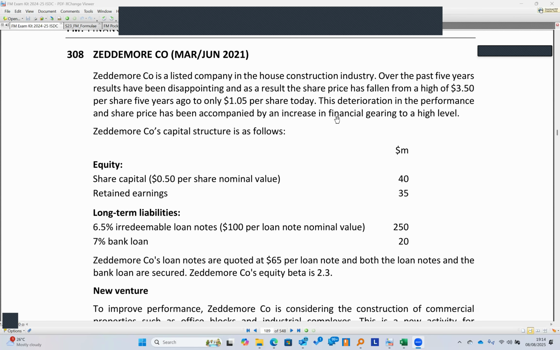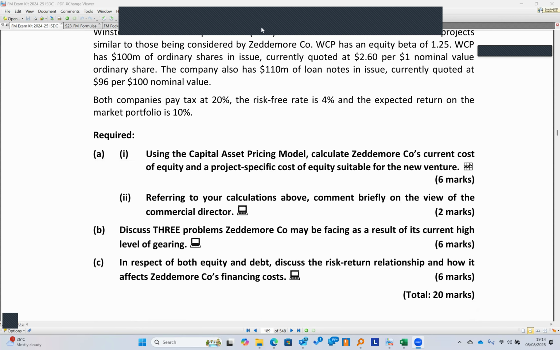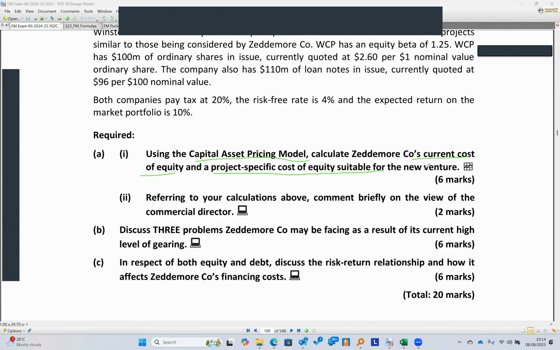All right, so we are going to do this question, which is quite recent, a 2021 question, called Zeddemore. And when you look at what they're asking you to do, they are saying that using the capital asset pricing model, calculate Zeddemore's current cost of equity and the project cost of equity substitutable for the new venture.